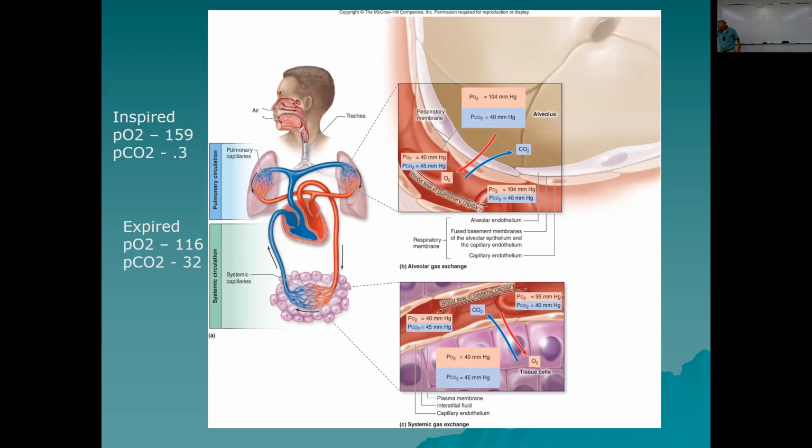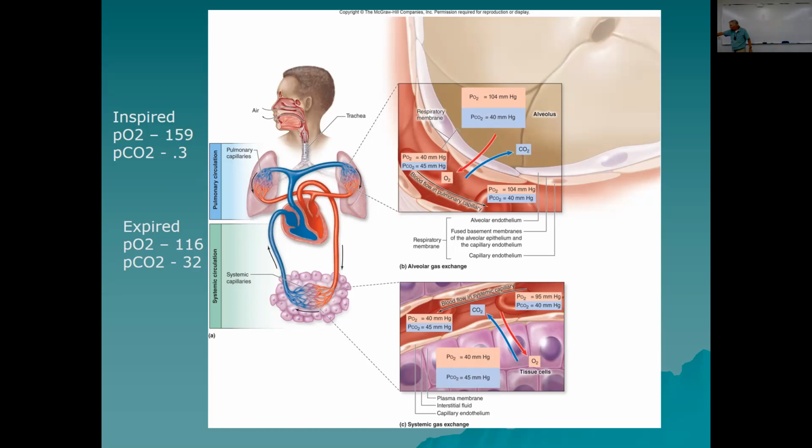What's the PO2 and PCO2 of the blood coming to the lungs in the pulmonary capillaries? PO2, 40 millimeters of mercury. PCO2, 45 millimeters of mercury. So what's going to happen? Oxygen is going to flow from the alveolus into the capillary because we got 104 over here and 40 over here. Then PCO2 is going to go in the opposite direction. The PCO2 is 45 in the pulmonary capillary, it's 40 in the alveolus, so CO2 is going to go in the other direction.